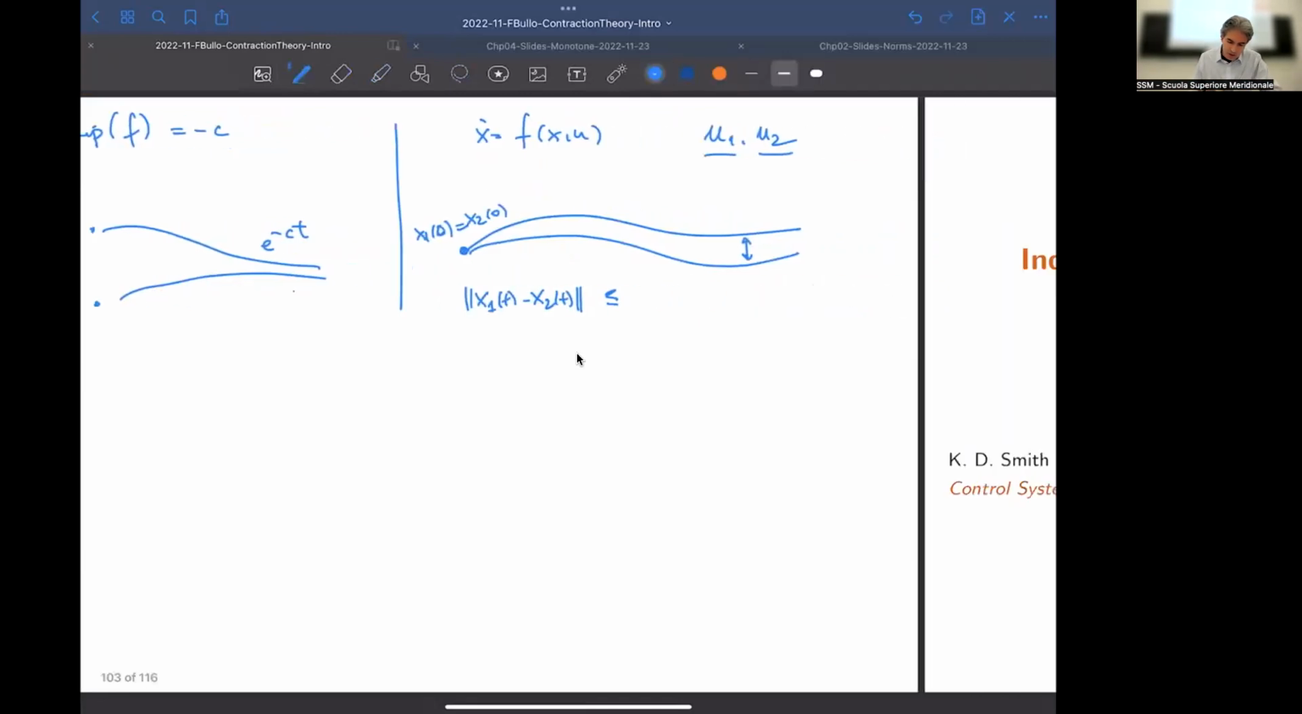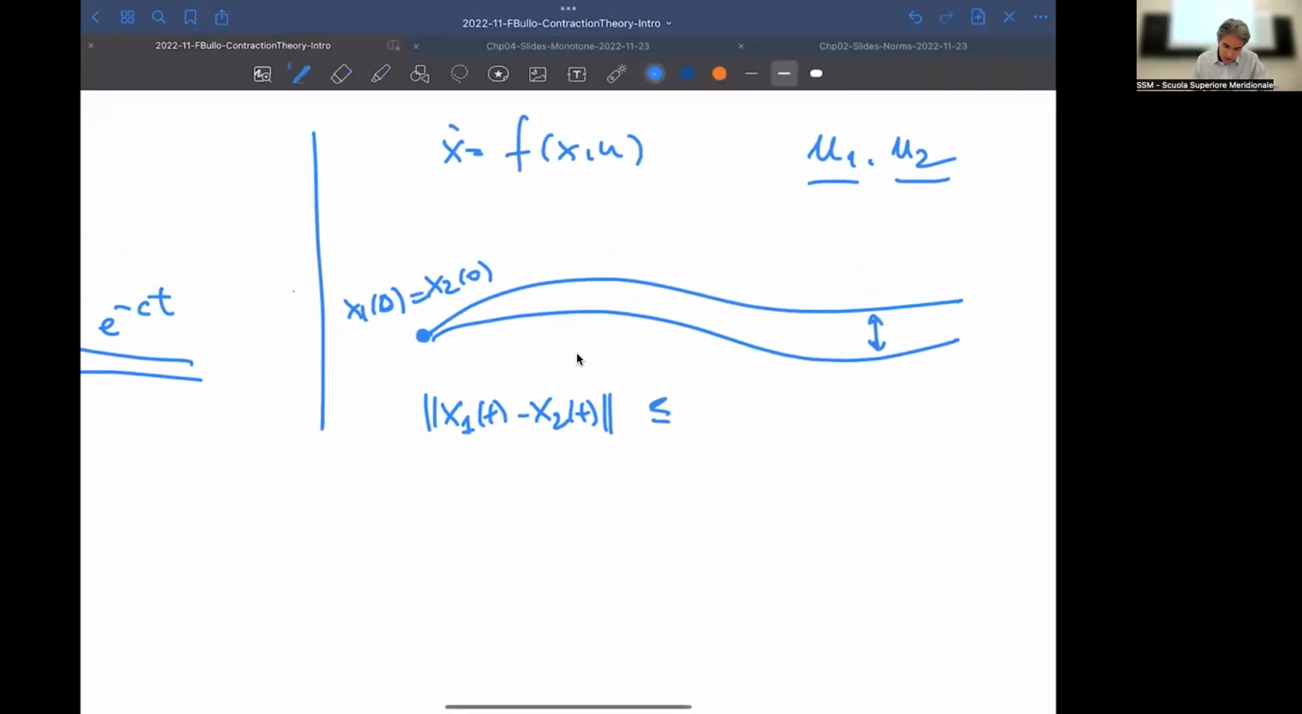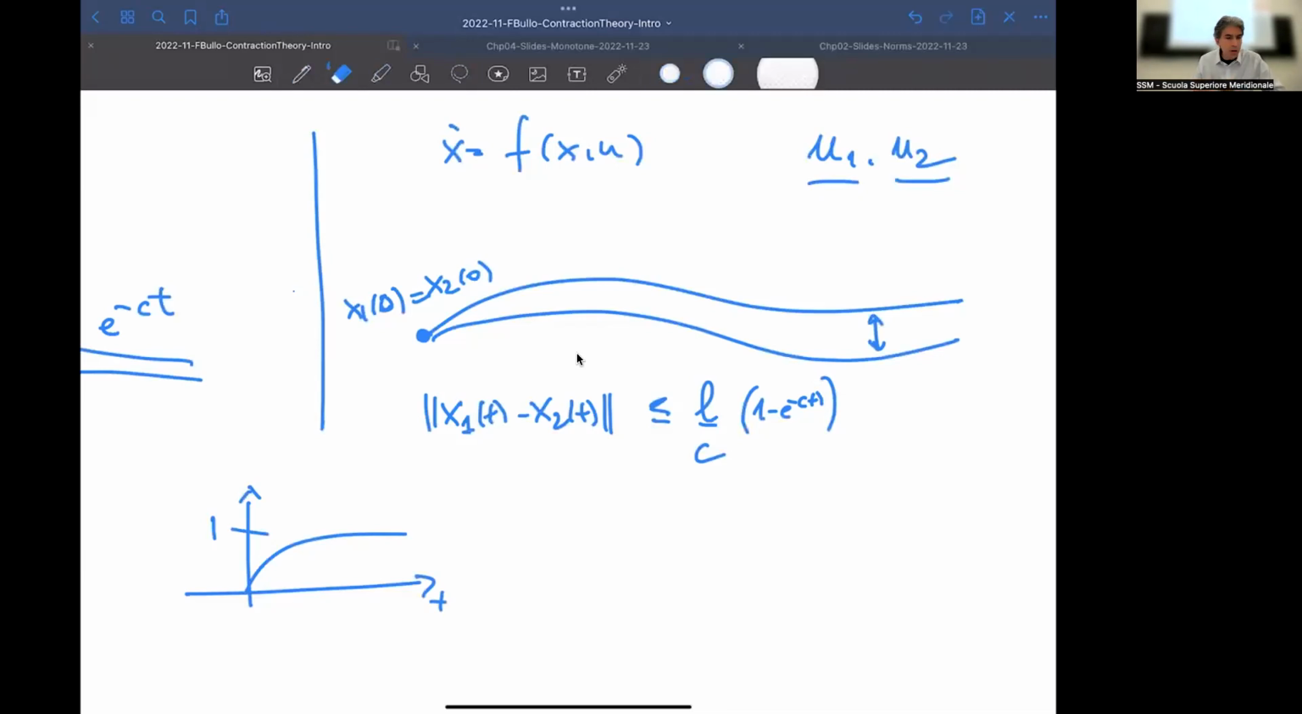And then I had a formula of the form L over C. Remember, L over C. Then there was another term that was 1 minus e to the minus ct. Really nothing important. This term, as a function of time, goes to 1. I did this the other day. So let's not even worry about it, I'm going to upper bound that. It's just L over C: the gain, the Lipschitz constant with which the input affects the state, divided by the contraction rate.